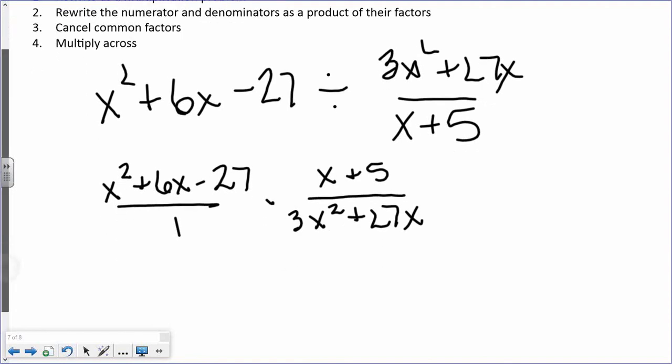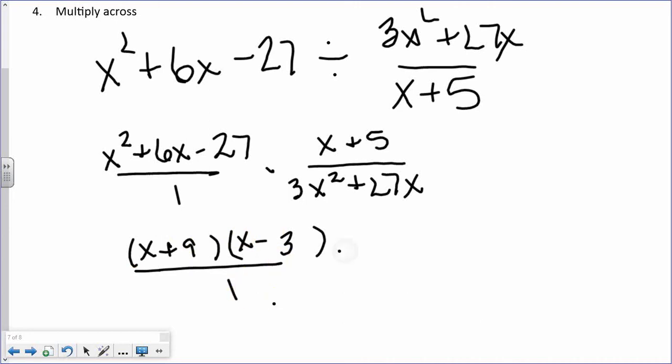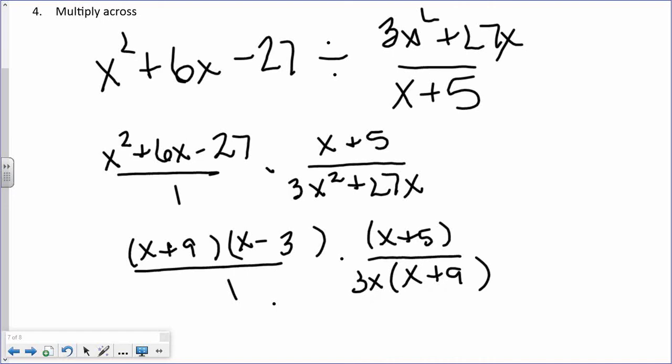Now I'm going to rewrite as a product of factors, which means I need to factor this. So 27, that would be 9 and 3. To make it a positive 6x, my 9 would be positive, my 3 would be negative. Times. I have x plus 5 in my numerator. And then my denominator here, I can factor out a 3x, which would leave me with x plus 9.